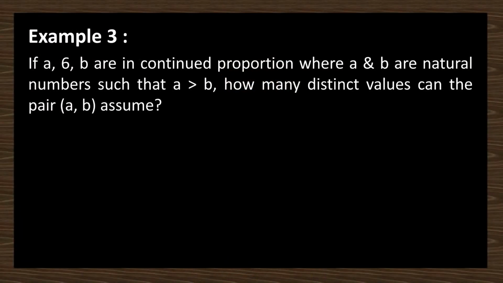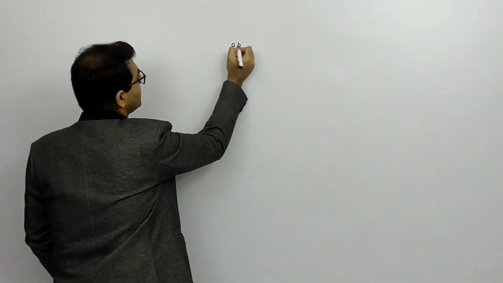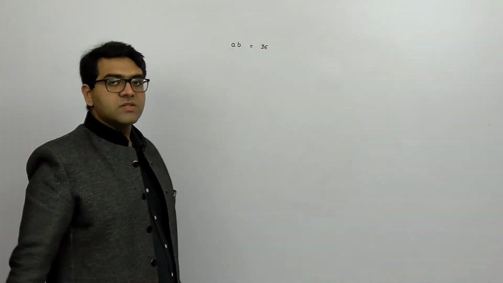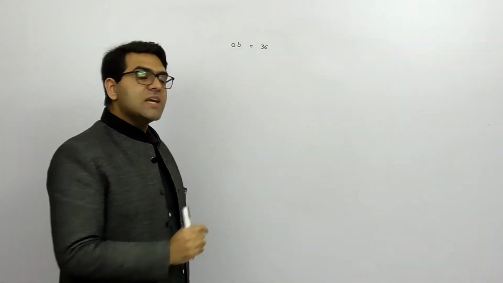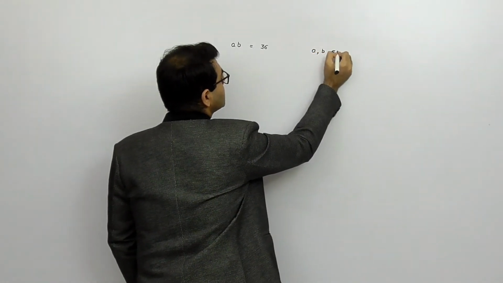If a, 6 and b are in continued proportion where a and b are natural numbers such that a is greater than b, how many distinct values can the pair a, b assume? In this given question, I am given two variables a and b, or inka mean proportion mujhe 6 diya hua hai. From this, I can directly say that the product of two variables a and b will be mean proportion ka square. So 6 ka square 36. Also, my question says that a and b are both natural numbers.